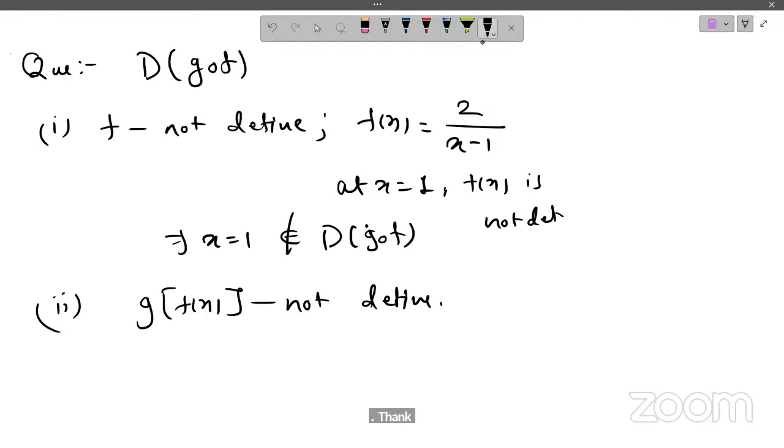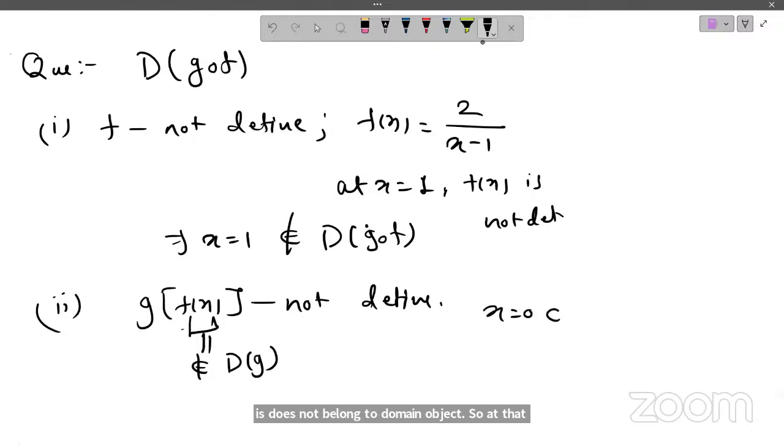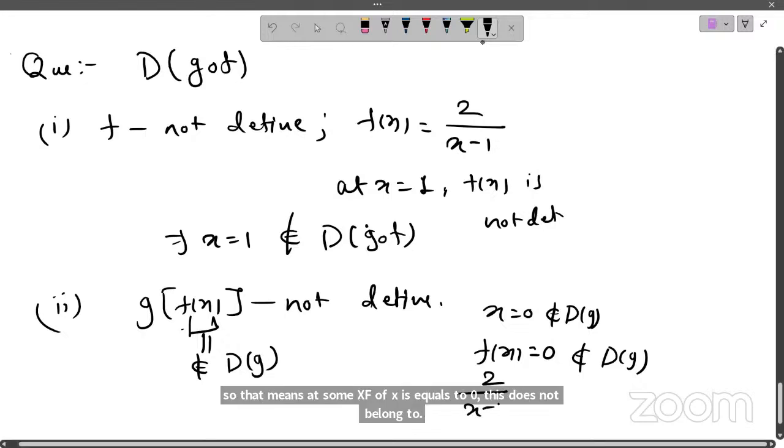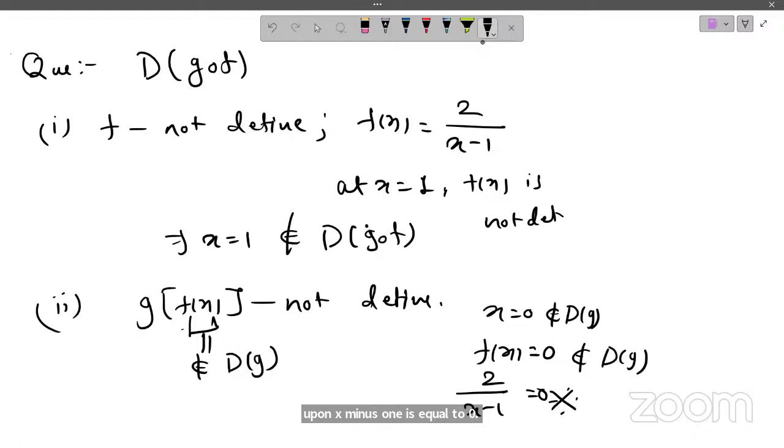So now the next step is that we want to find all those x for which g of f of x is not defined. That means I want to find all those x for which f of x does not belong to the domain of g. So what point does not belong to the domain of g? x equals 0 does not belong to the domain of g, right? So I want to find the value of x for which f of x is equal to 0. So when f of x is equal to 0, that means 2 upon x minus 1 is equal to 0. But this is not possible at any point. It cannot be equal to 0, right?